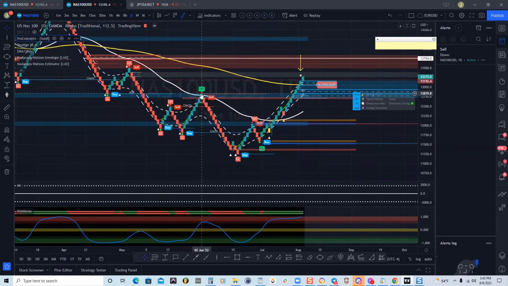You'd have been right here. You would have swung this thing. Look at this. You'd have had how many points? Damn, look at that, man. That's 1,500. That's 15,000 pips.